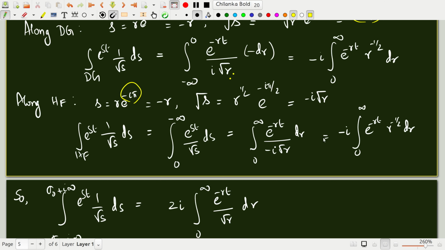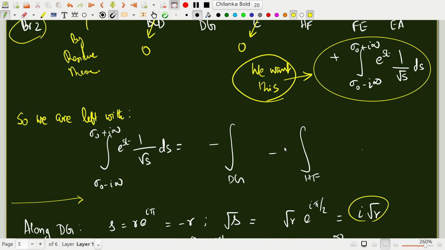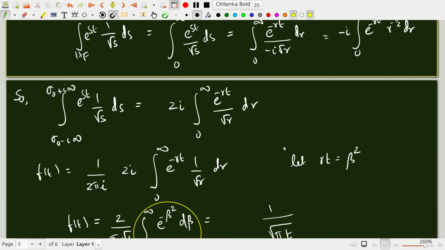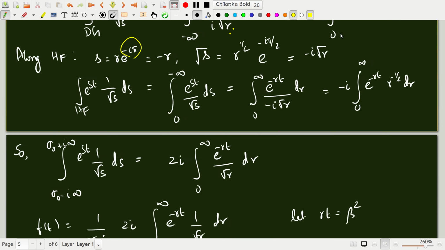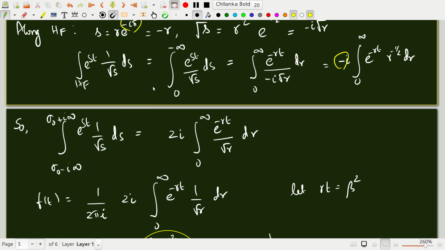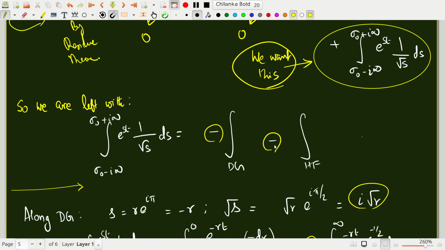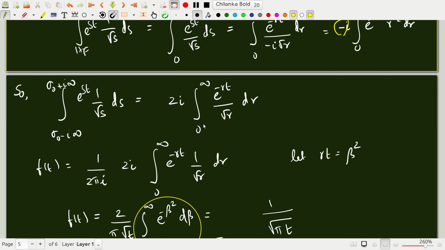So integral over HF, after you are going from 0 to minus infinity, and then you use s is equal to minus r and so on, you will get this. Okay, so finally the integral that we are after is this minus this. There are already minus signs here, so they are both identical. After all that, it's become identical. There is a minus sign here, there is a minus sign here. That will become plus because you have taken it to the other side. Okay, you have minus, there is one more minus here, so you have plus 2i integral 0 to infinity e to the minus rt by root r dr.